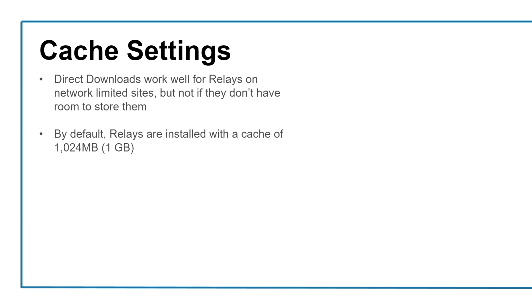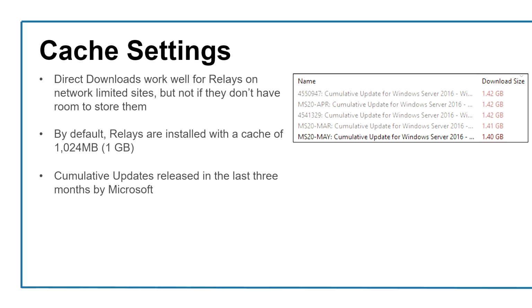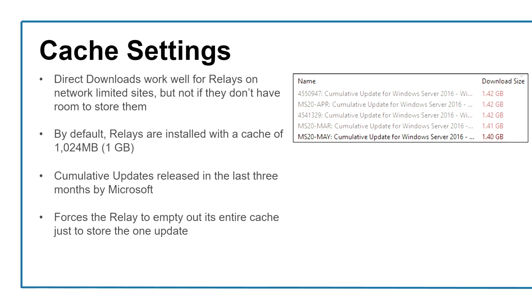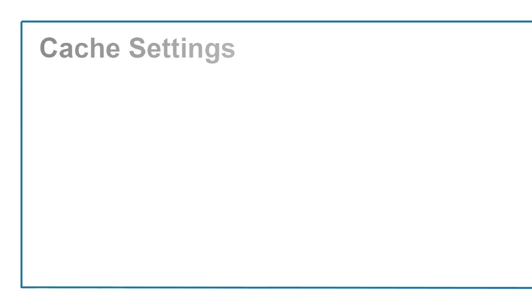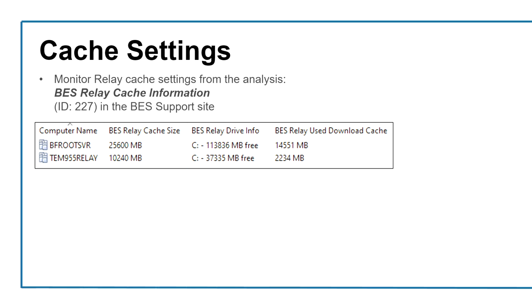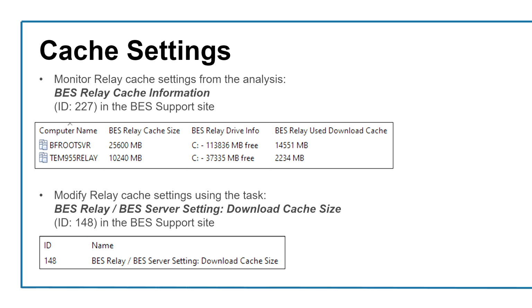Configuring the relay cache is another important consideration. Downloading directly from the internet won't be much good if the relay has no space on which to store the payload. By default, relays install with a 1 GB cache. Recent Microsoft updates all exceed that in a single patch. Operators can both monitor and manage this setting using analysis data and this task in the BES support site.